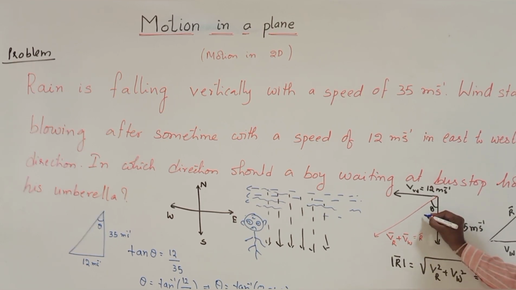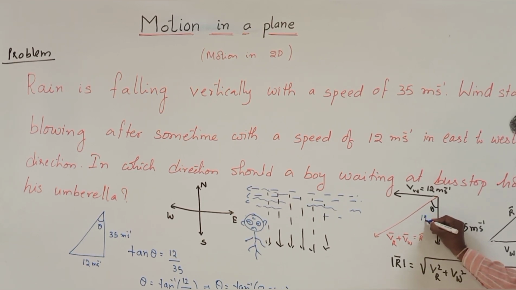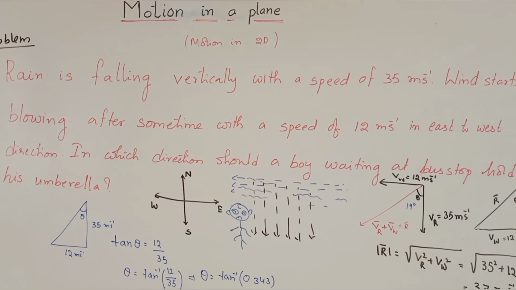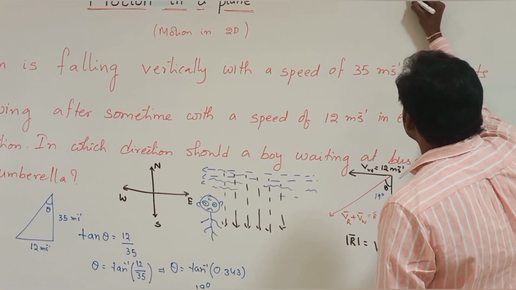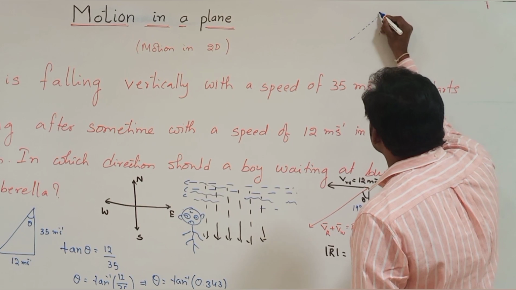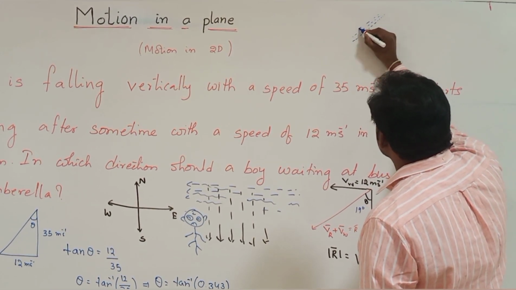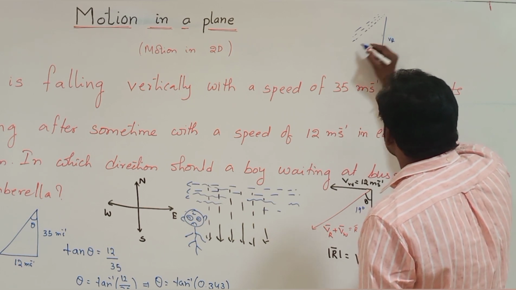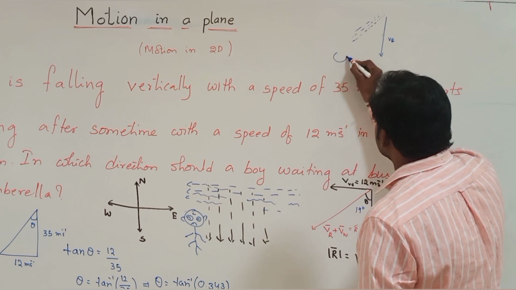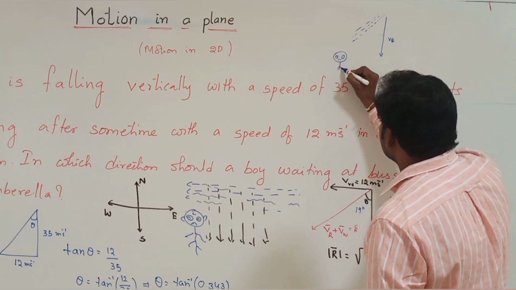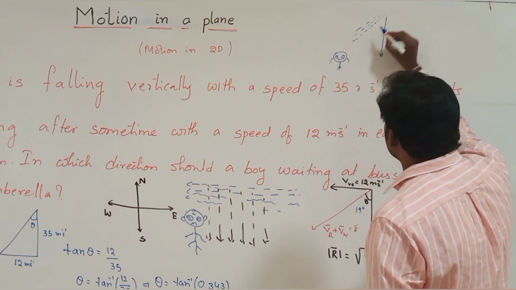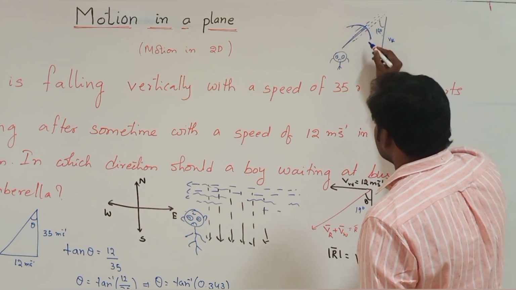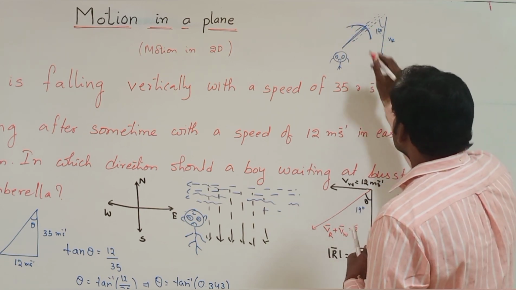Now the answer comes as 19 degrees, with the resultant velocity made with the vertical, that is, the rain falling down. So this is actually the direction of the rain that the person feels because the wind is there. This is VR1. Now a person is here. Now he has to hold the umbrella against this. He has to hold the umbrella against this.